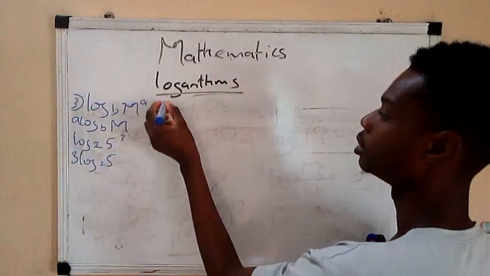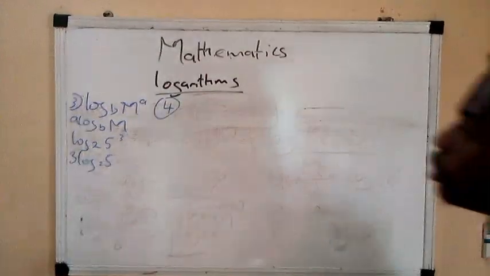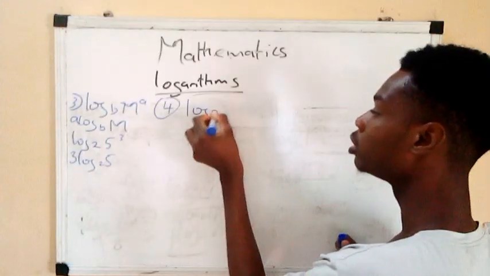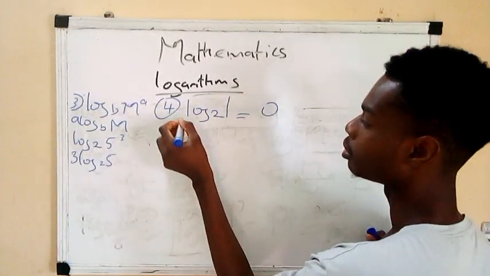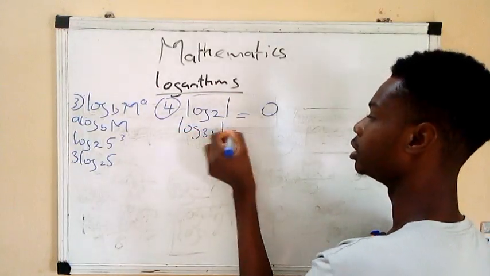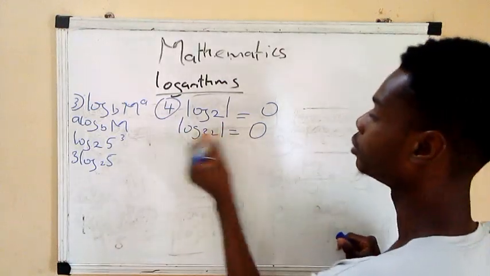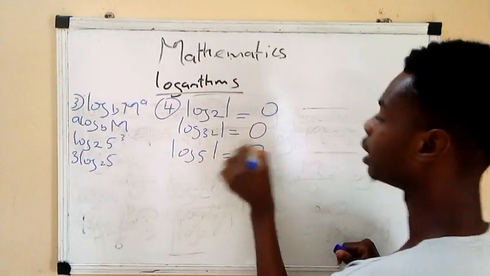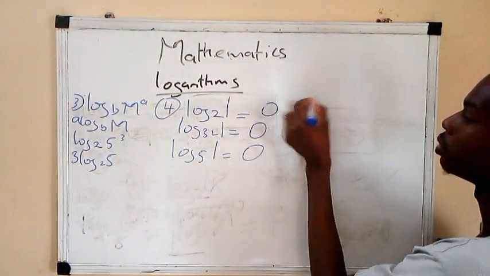That is for 3. Then we have 4. Alright, for the fourth one, whenever you have log of 1, for example log 1 base 2, it's the same thing as 0. If you have log 1 base 32, it's the same thing as 0, and log 1 base 5 is the same thing as 0. So let's go into the fifth law.